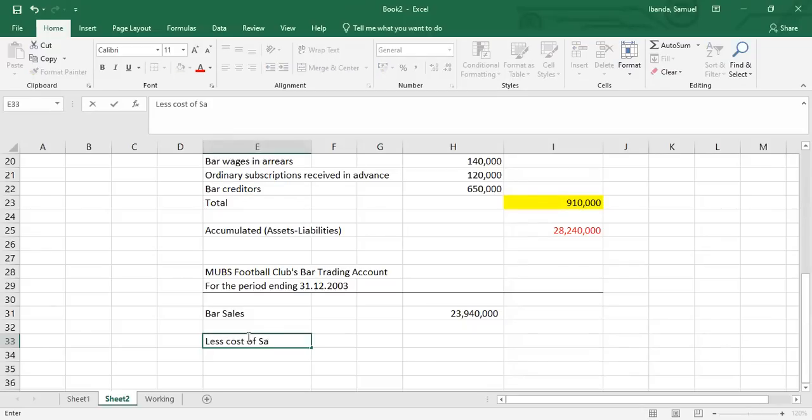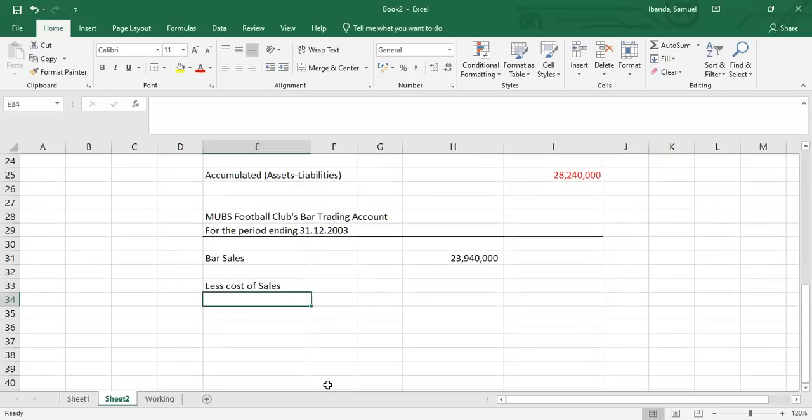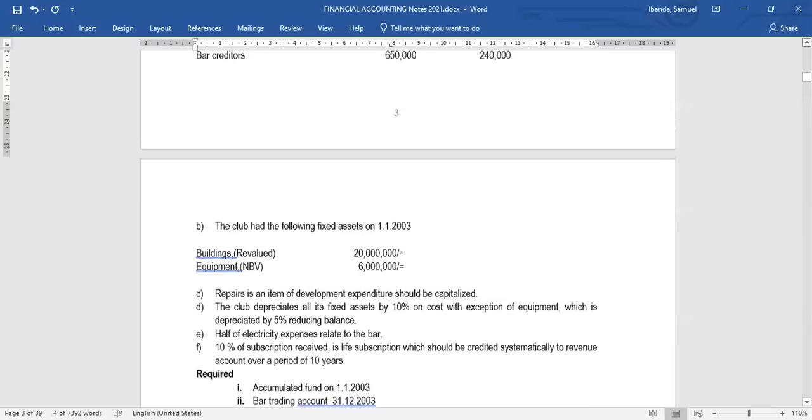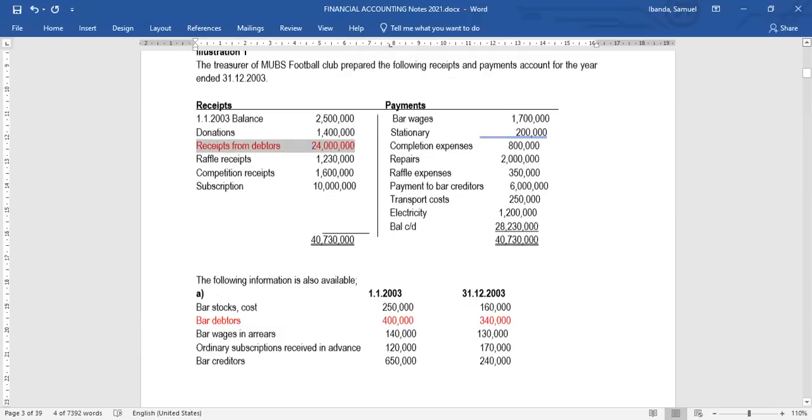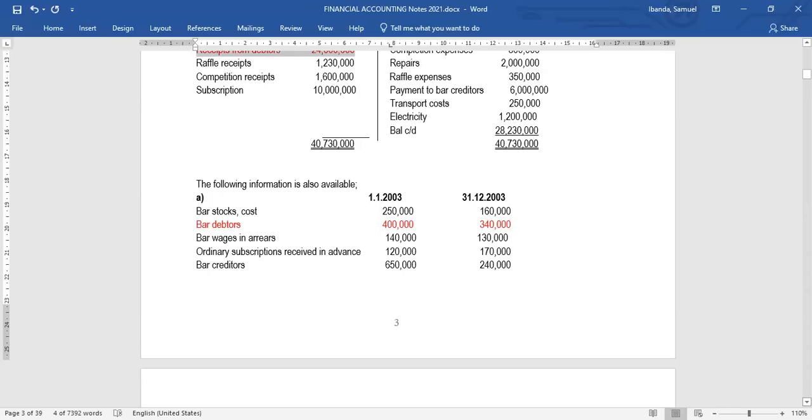And then we go ahead to less our cost of sales. Less cost of sales, okay? I think you know this process. We are trying to first derive our gross profit. Now, when we go back to our question, remember for cost of sales, we look at opening stock. Cost of sales is equal to opening stock plus purchases less closing stock, okay? Opening stock plus purchases less closing stock.